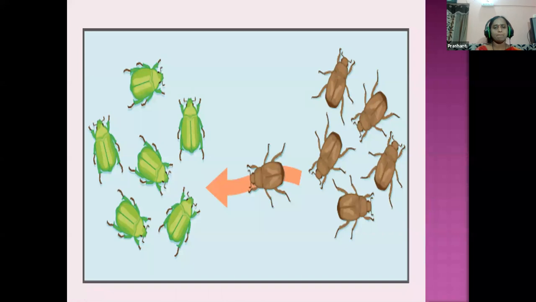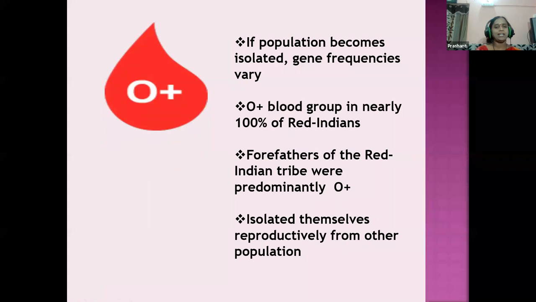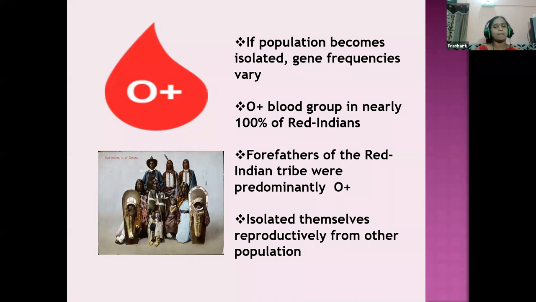Here the brown color moth travels to the green color, and by interbreeding, they form a new species. Even when you take, children, the blood group O. What does O blood group indicate? That is universal donors. How many are O positive? Very few. But when you take O positive blood group in the red Indians, they were nearly 100%. Then how can we say 100% are red Indians? They might have shifted in previous generations. Their forefathers might have shifted and isolated themselves reproductively. So 100% of the red Indians had the O positive blood group.